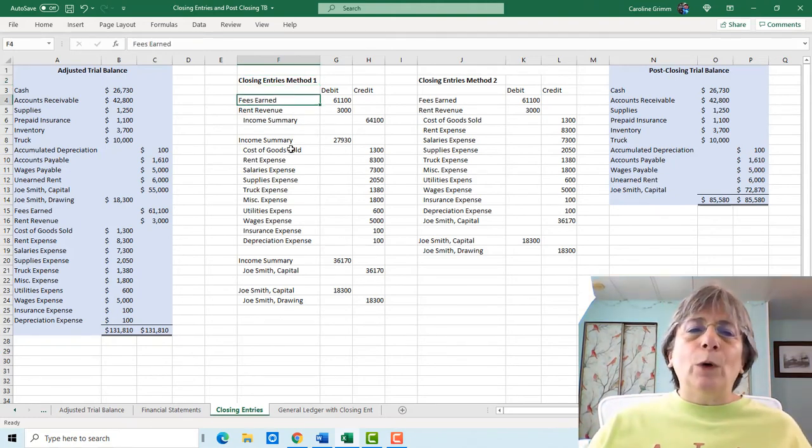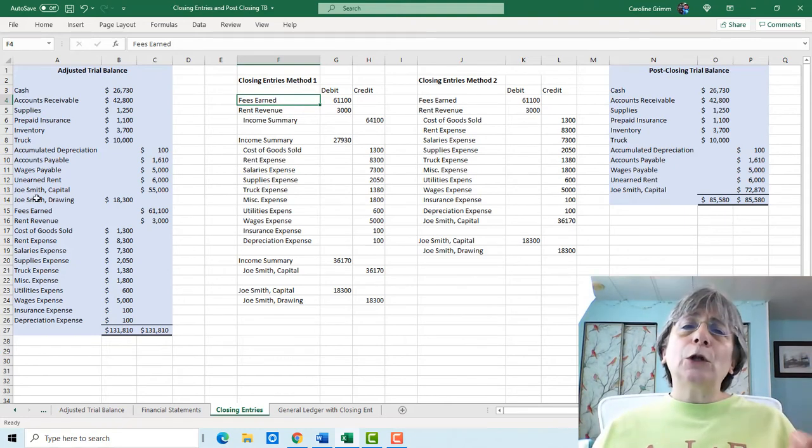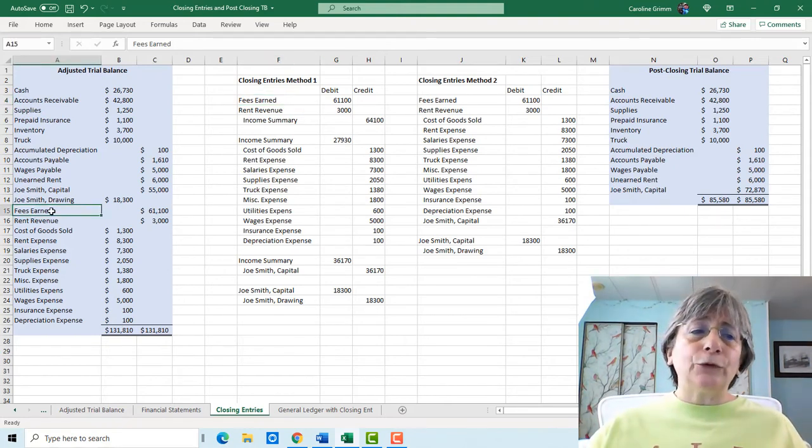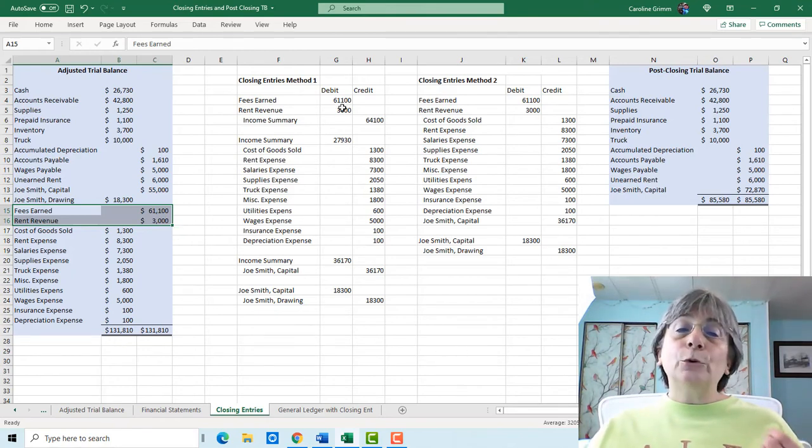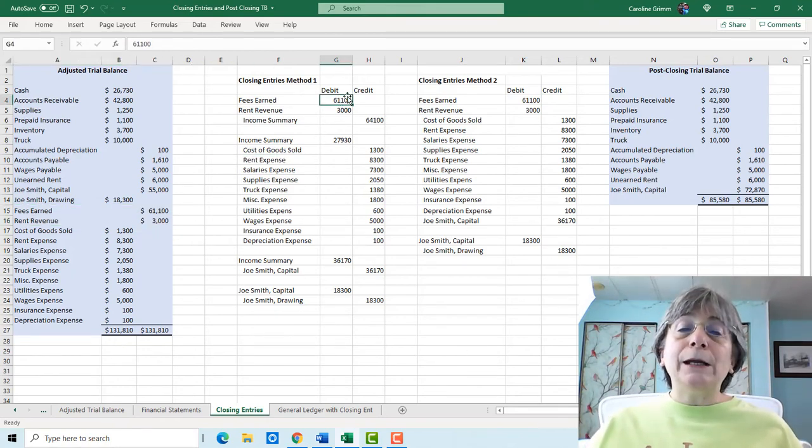So in method number 1, first thing we're going to do is we're going to close out our revenue account. So if we come over to our adjusted trial balance, we have 2 revenue accounts that we need to close out. So revenue accounts have a normal credit balance. So in order to close those out, we need to debit that amount. So here in our first closing entry, we're going to debit fees earned for $61,100, and we're going to debit rent revenue for $3,000.